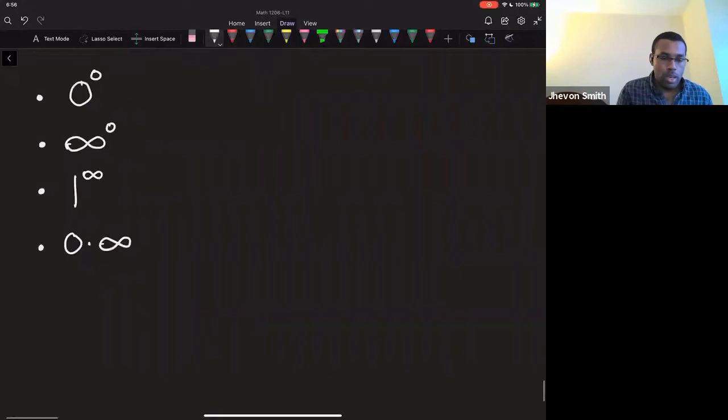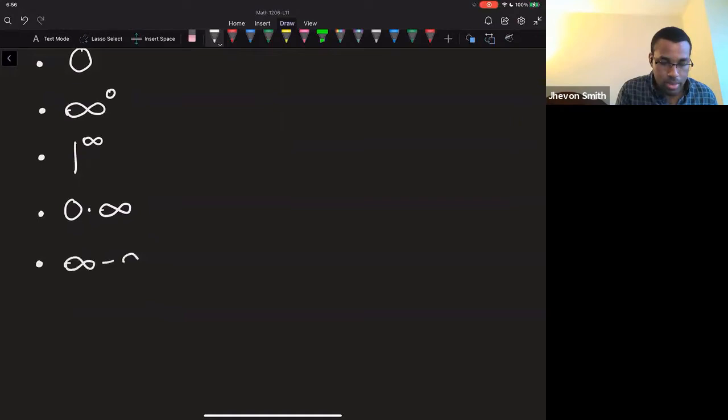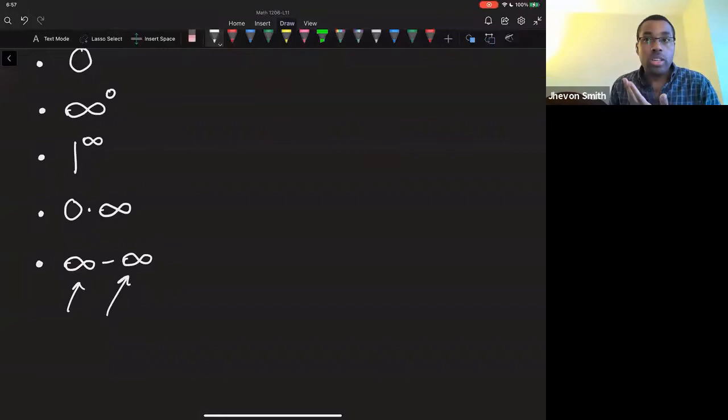Another one is infinity minus infinity. Now, this one might seem weird, but there are different sizes to infinity. That's not really what's going on here, though. The idea is, if you have two functions where you're taking a limit and they're both heading towards infinity, one could reach infinity a lot quicker than the other one. So the second infinity could represent a bigger infinity, in the sense that it gets much larger than the first one does.